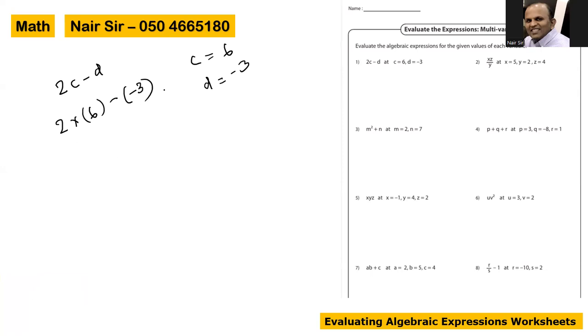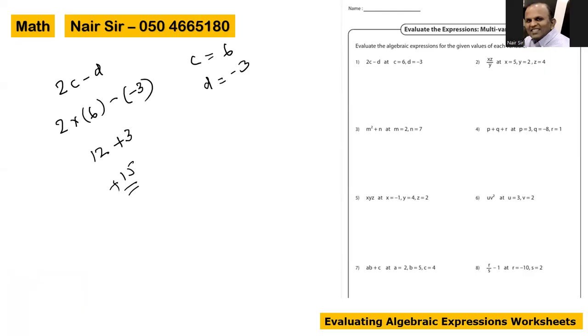Okay. Learn to use, if it is a negative sign, learn to write that thing into a bracket. It will help you a lot. 2 6s are 12. Minus minus becomes plus and becomes 3. Same sign, add and put the sign. Good.